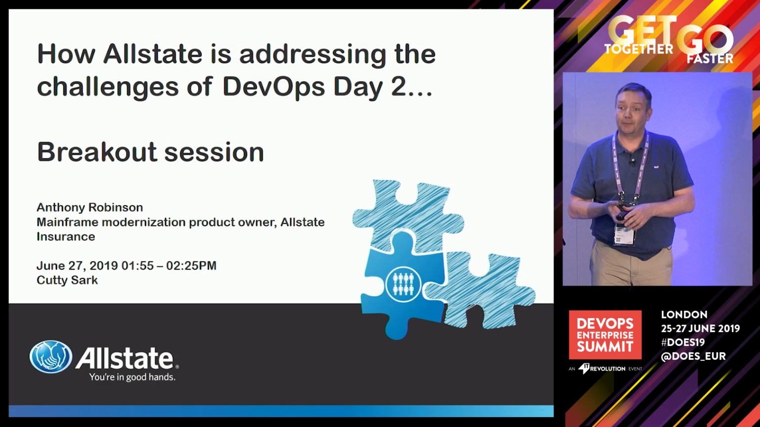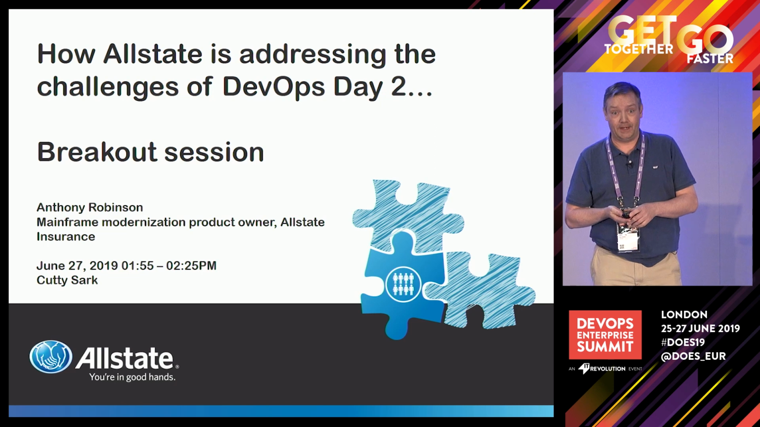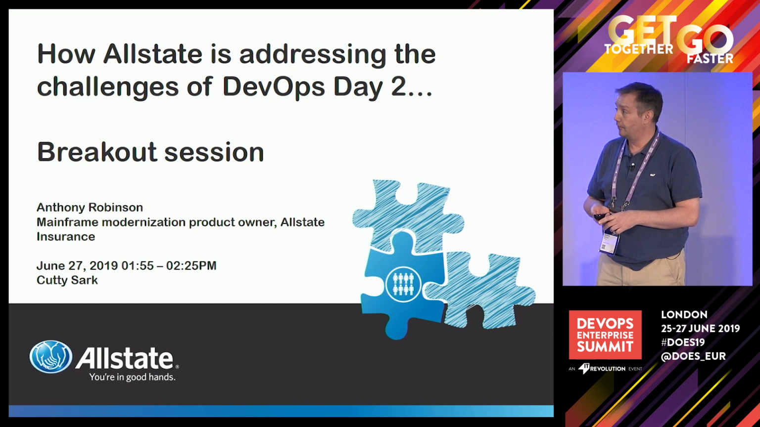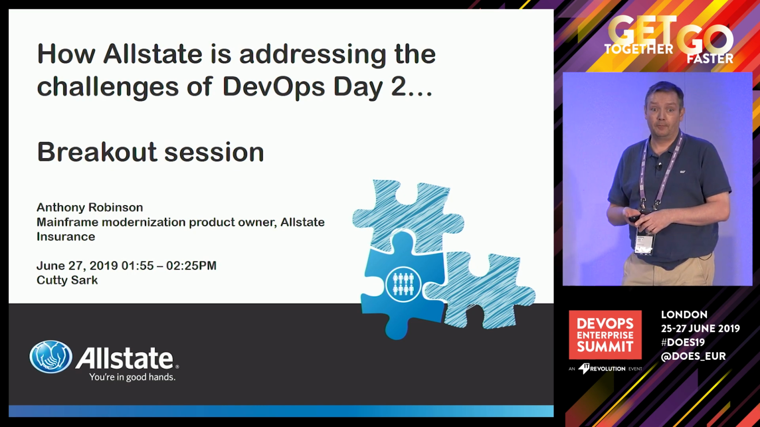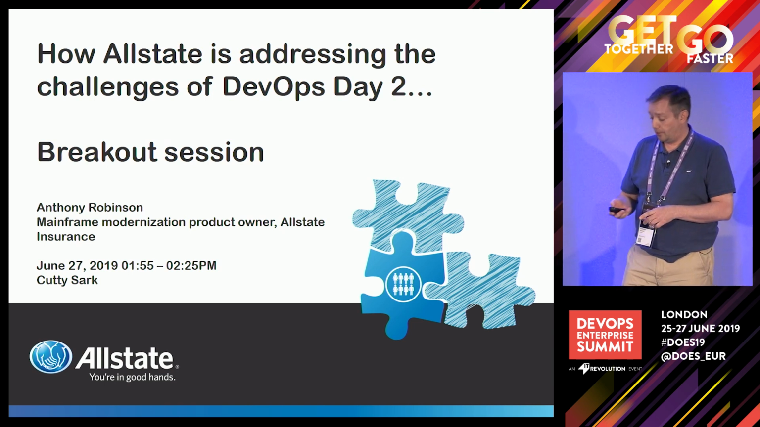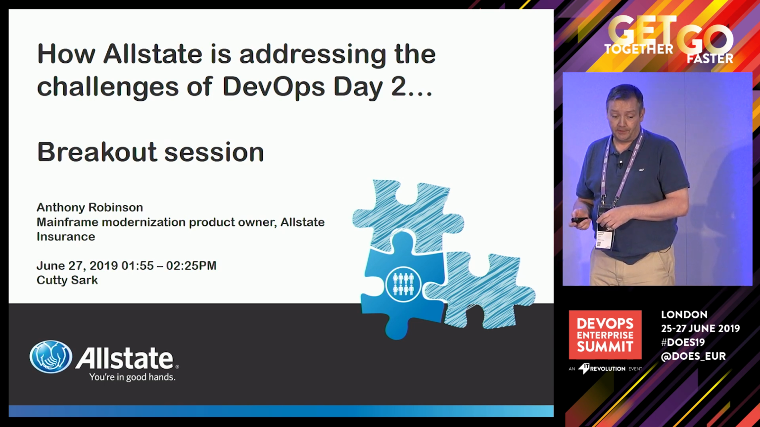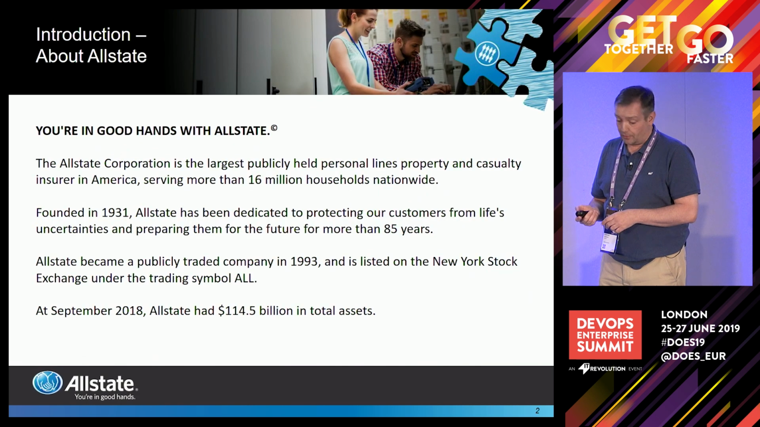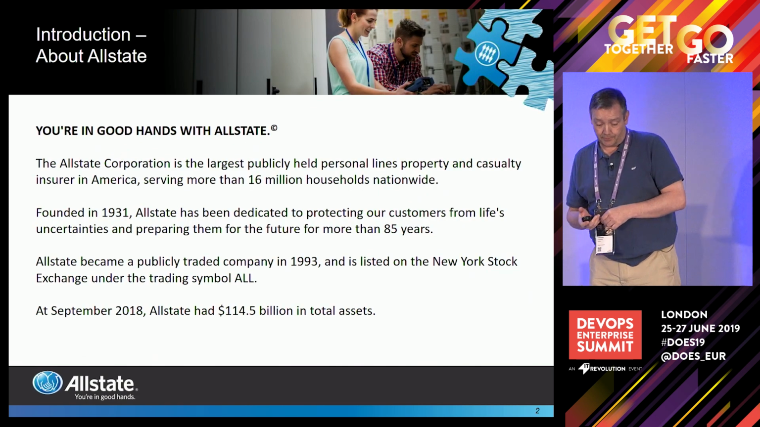My name's Anthony Robinson. Until recently, I was the billing offering manager at Allstate Insurance Company in Chicago. And just recently, I've transitioned into being the Mainframe Modernization product owner, again at Allstate. So I'm very glad to be presenting today. Thank you all for sticking around, particularly on the last day of the conference, and coming along to hear about Mainframe.